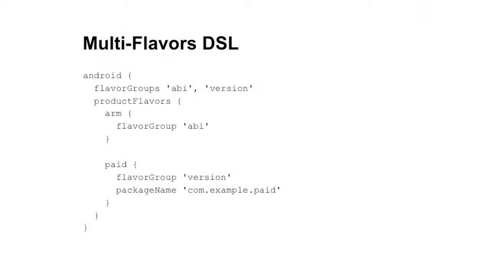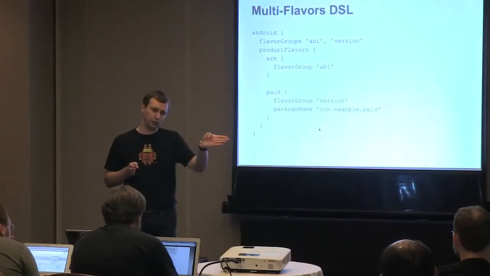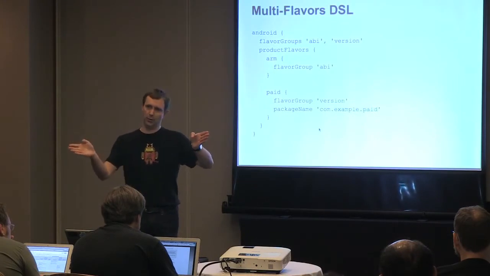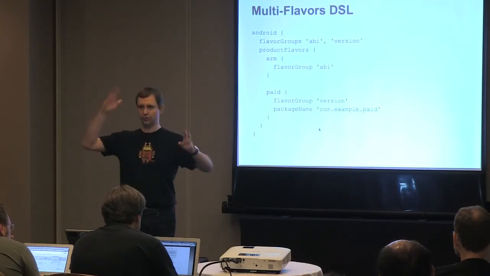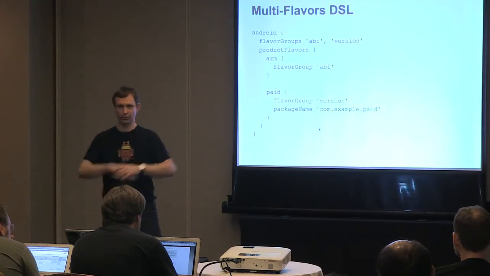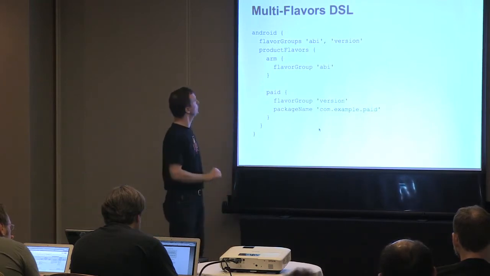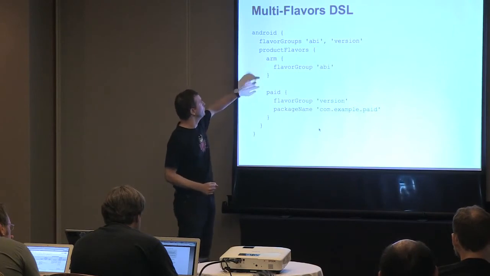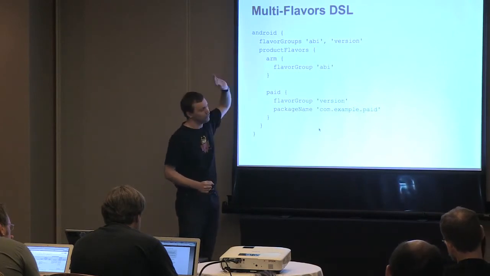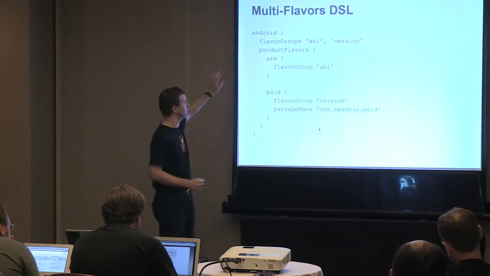So free versus paid is easy, but then you have that other dimension of, let's say, ARM versus x86 versus MIPS, and so you really have a dimension for build type, a dimension for paid versus free, and then another dimension for something else, and you could have as many dimensions as you want. Although if you get to 50 APKs, you might want to rethink what you're doing.